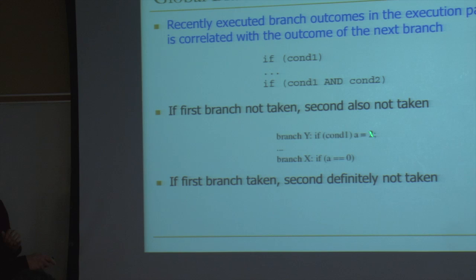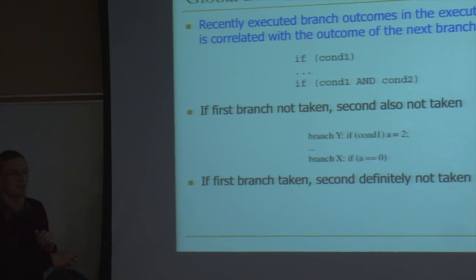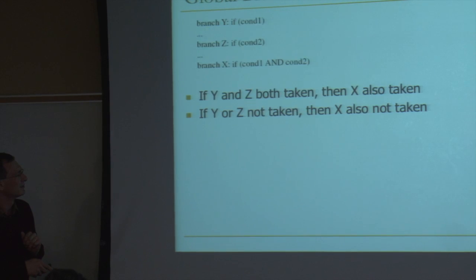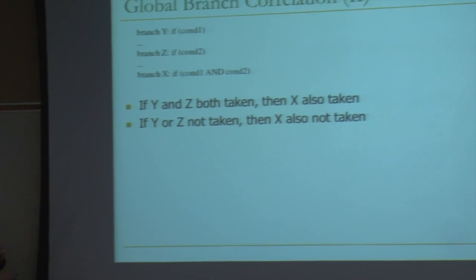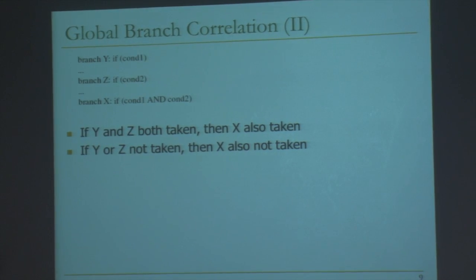Because there's some data flow that has changed. The value of a is determined by this branch, which is tested by this branch. Let's take a look at another example. This is actually a more complicated one that looks at multiple branches, more than 2.